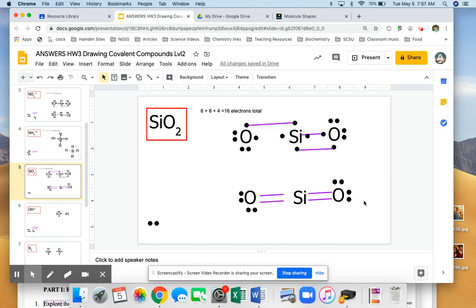The second check is we want to make sure that all of the atoms have 8 electrons shown to complete their octet. 2, 4, 6, 8 for oxygen. Now silicon is next to 2, 4, 6, 8 here, and this oxygen is next to 2, 4, 6, 8. Everybody has 8. We have 16 electrons, looking good.